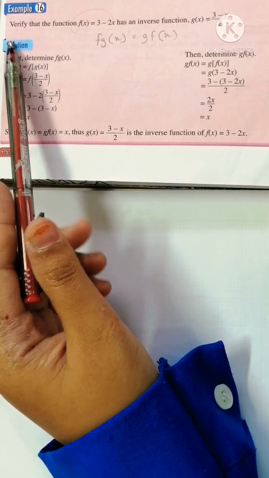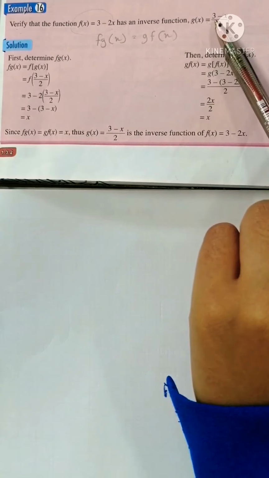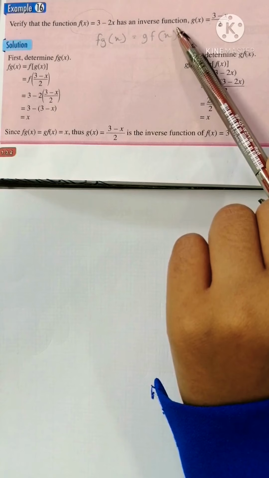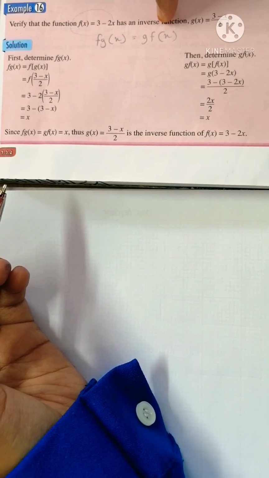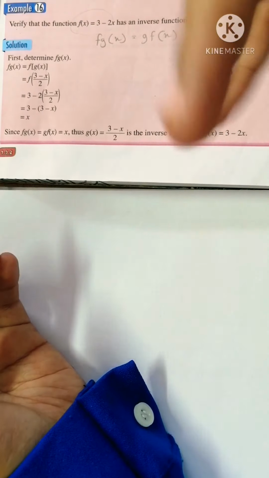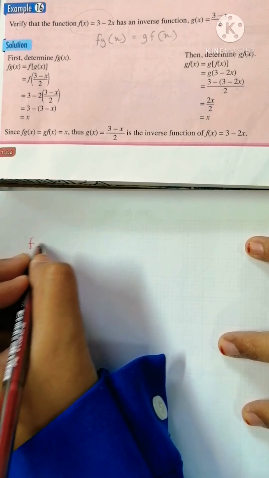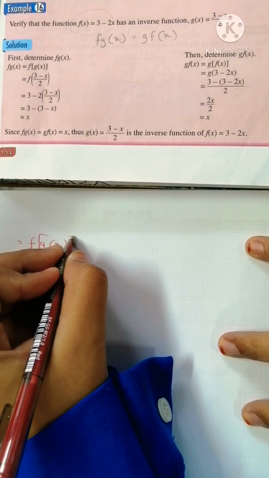Okay, now look at example 16. We need to verify, right? The question gives two functions, function f and function g. So we need to do the composite function. Remember, if f(g(x)) equals g(f(x)), then we can consider that the functions f and g have an inverse function. The first thing you need to do is find f(g(x)) first.